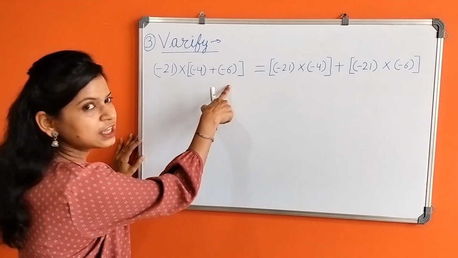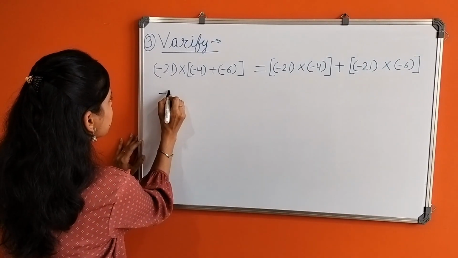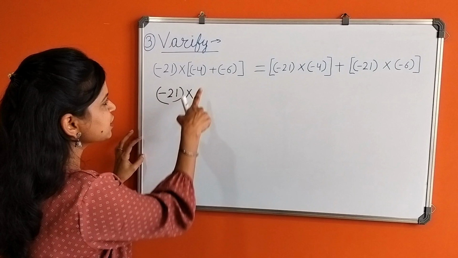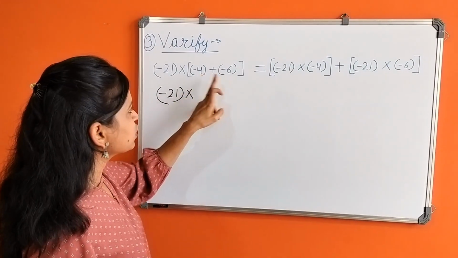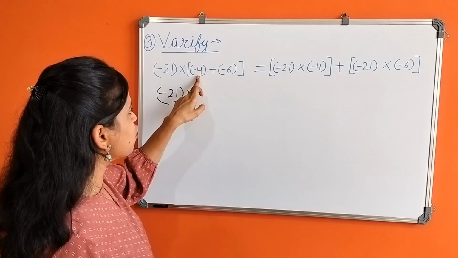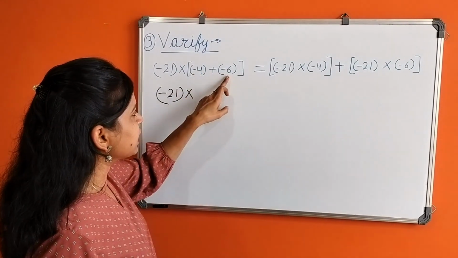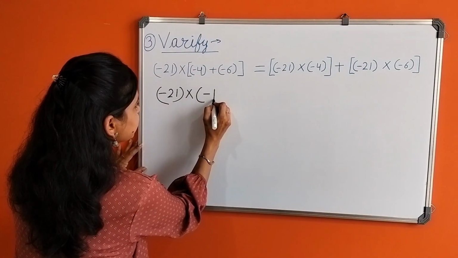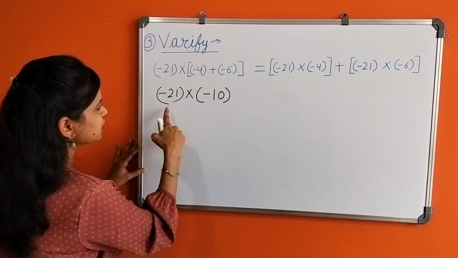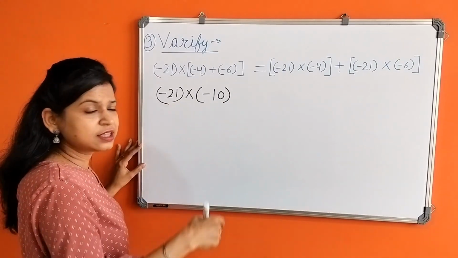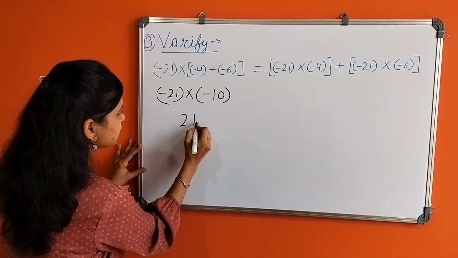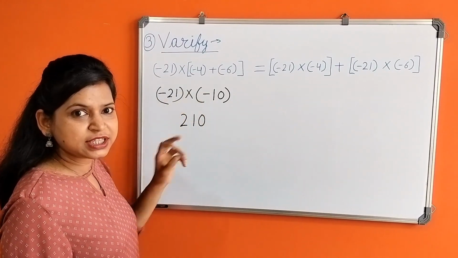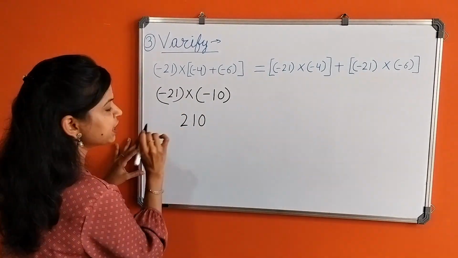So first we will solve this left hand side part. So minus 21 is as it is. First we are solving this bracket. Minus 4 plus minus 6. Both have same signs. We will add 6 plus 4, 10. And sign will be negative because 6 is also negative. So negative 10 is this. Now we will multiply. 21 into 10 is 210. And we are multiplying two negatives, means even number. So answer will be positive.